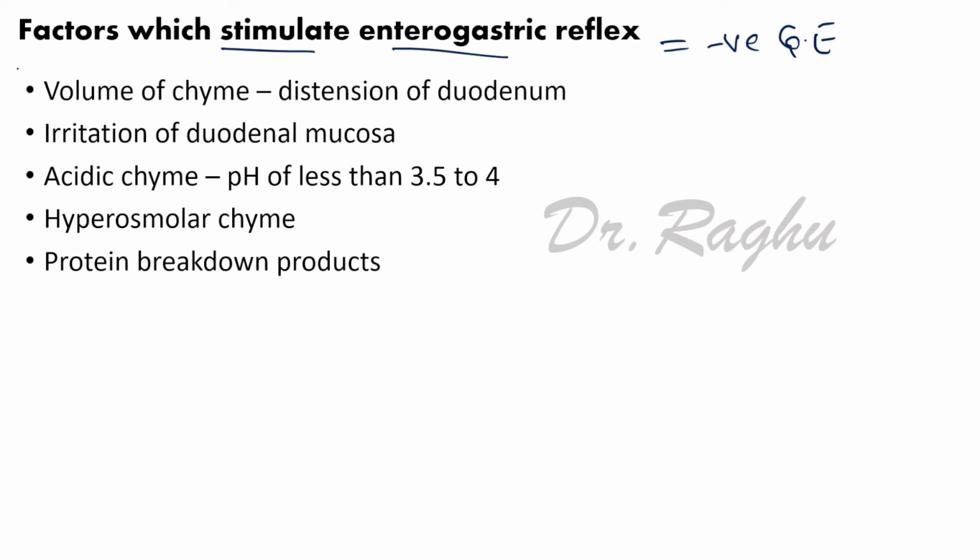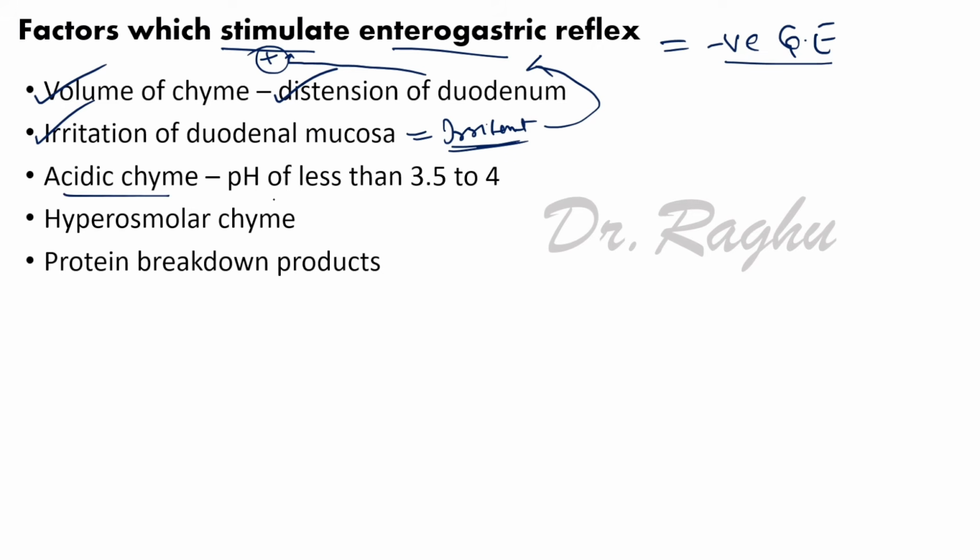So the first and foremost factor which stimulates the enterogastric reflex is the volume of the chyme. The more the volume of the chyme, the more the distension of the duodenum. Now that is going to cause stimulation of the enterogastric reflex, and less will be the gastric emptying. Second way is irritation of the duodenal mucosa. Some irritants have come into the duodenum. Now these irritants are again going to cause stimulation of the enterogastric reflex, and then they are going to cause inhibition of the gastric emptying.